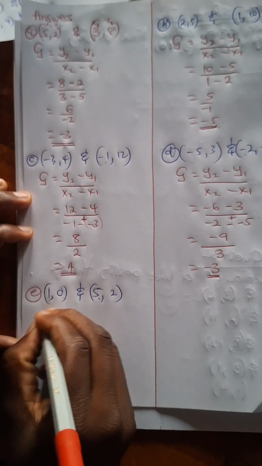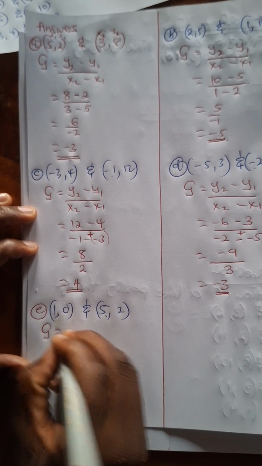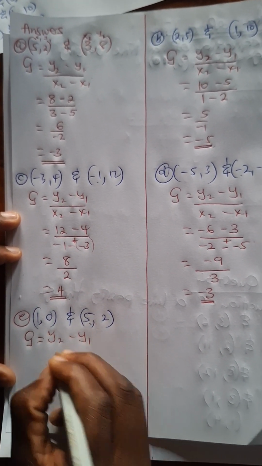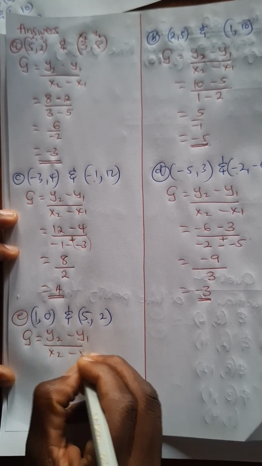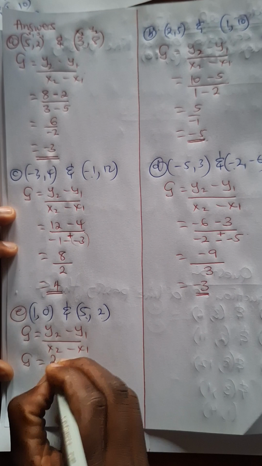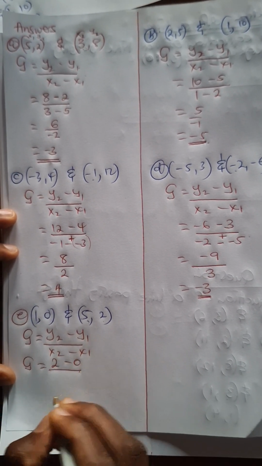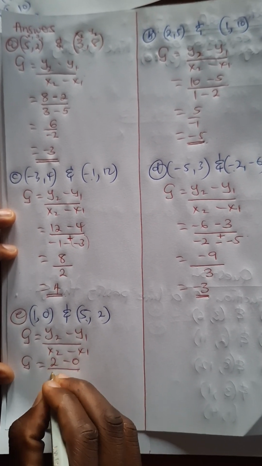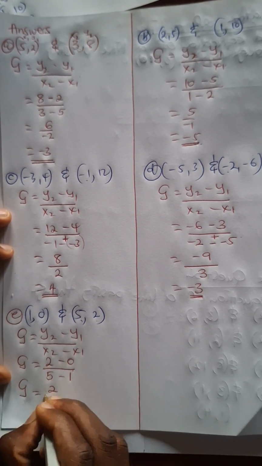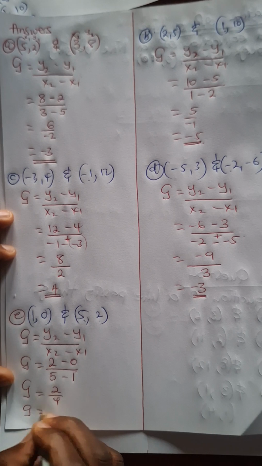Okay, now we are moving on question number E. Our gradient is y2 minus y1 over x2 minus x1. So our gradient is that's y2, that's 2 minus 0 over 5 minus 1. So our answer, our gradient is 2 over 4. So our final gradient is 1/2.